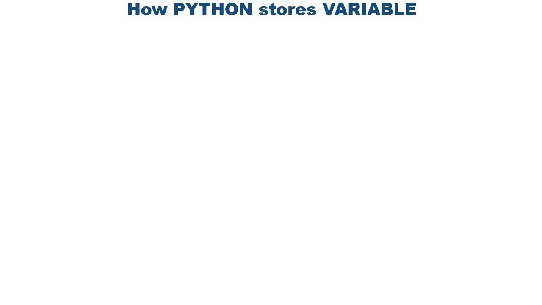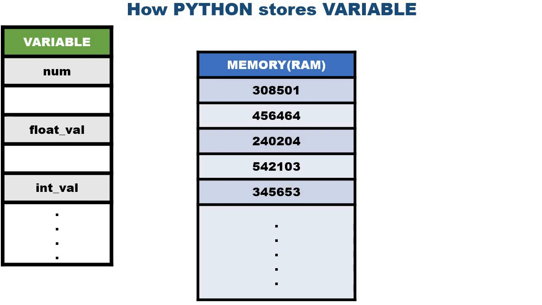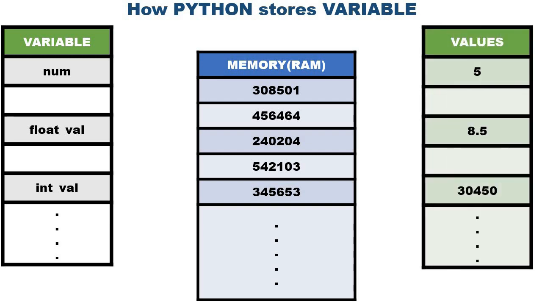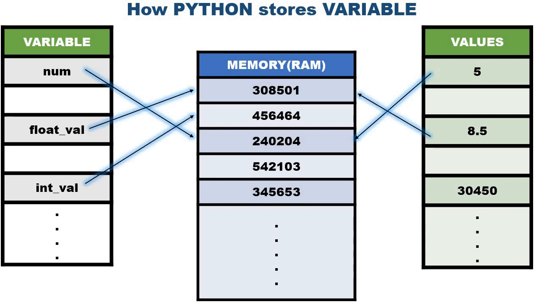So let's have a look at this example for clear understanding. So this is a variable. Consider this is a RAM, random access memory, and this is a value. So left side num equal to 5. And float value equal to 8.5, int value equal to 450. So this num 5 is stored in a third position. Float value 8.5 is stored in a first position. Int value 450 is stored in a second position. So it is randomly storing its value in the memory address, right? This is how Python stores all the variables and values in the memory.